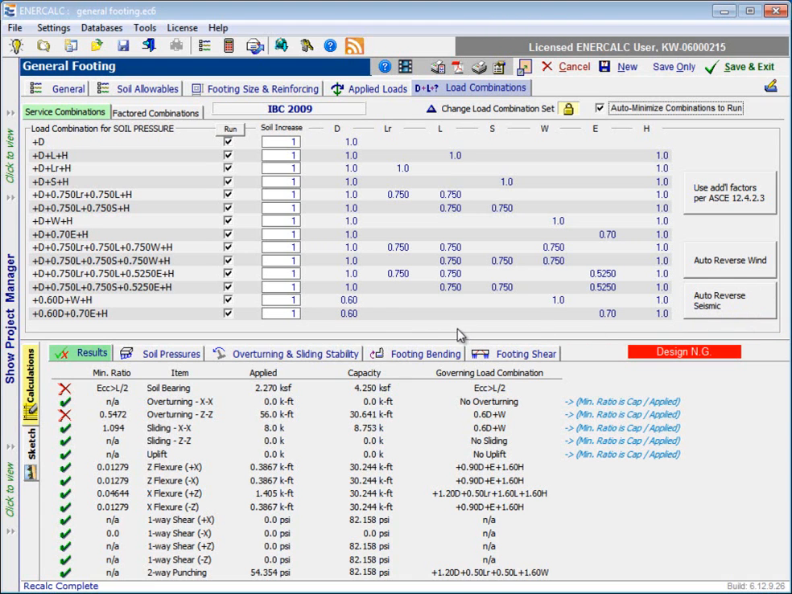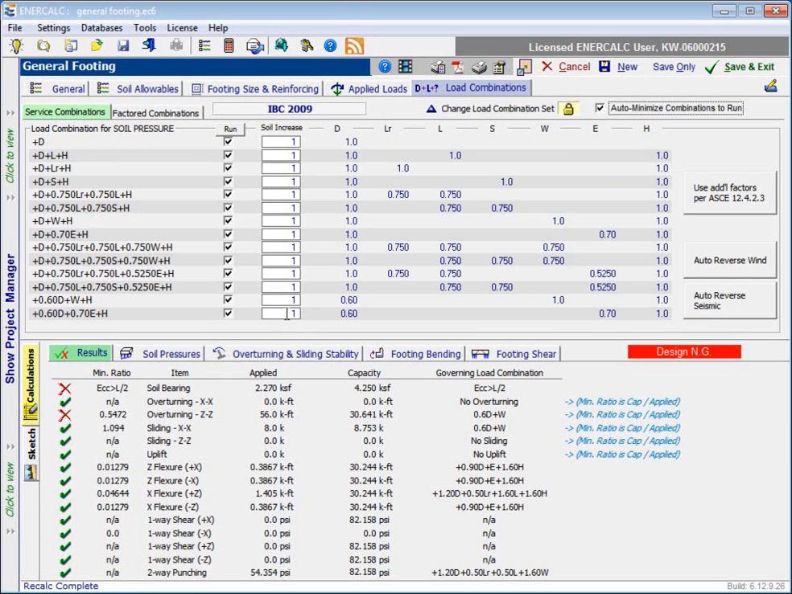Okay, continuing around, notice that when we're looking at the service combinations tab, there is a column here called soil increase, and that right now it's populated with values of 1. In other words, no particular increase in the soil allowable bearing pressure, but there are times where the geotechnical engineer may give you the ability to increase the specified allowable soil bearing pressure by some factor for certain combinations, perhaps those that include wind and seismic.